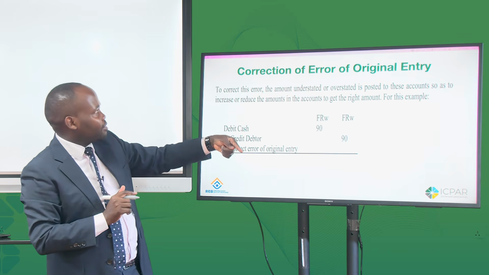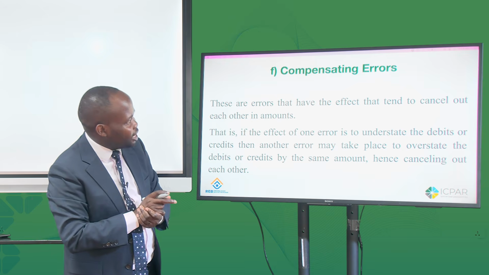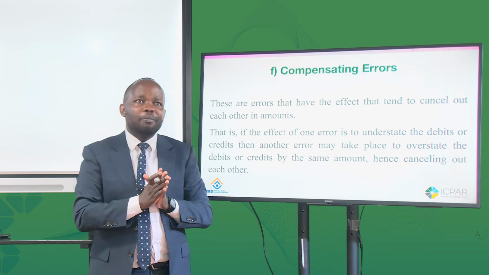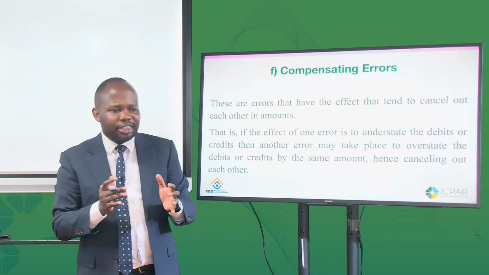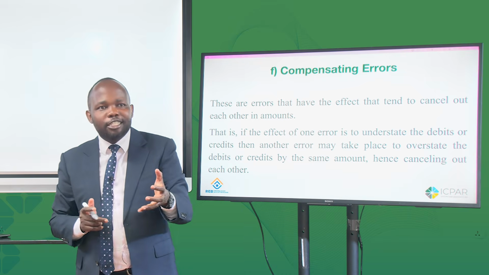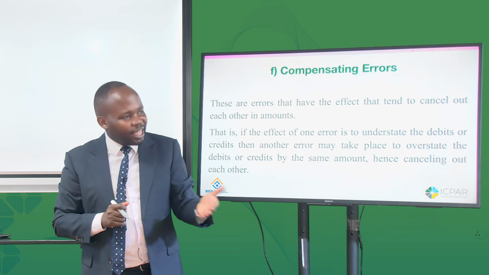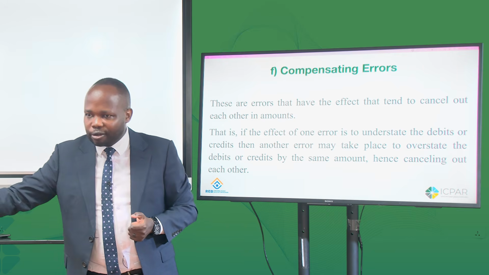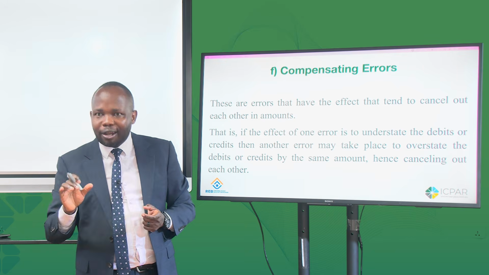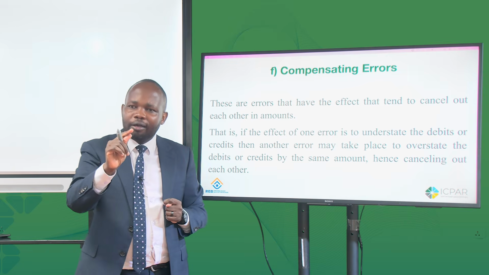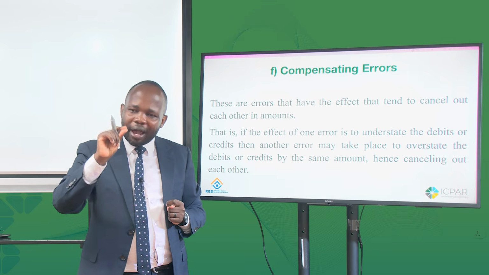The next error is compensating errors. A compensating error is where an error has been made, maybe in the assets account, maybe in sales. We understated sales by 1 million, and then you find capital was overstated by 1 million. Sales and capital are on the credit side.